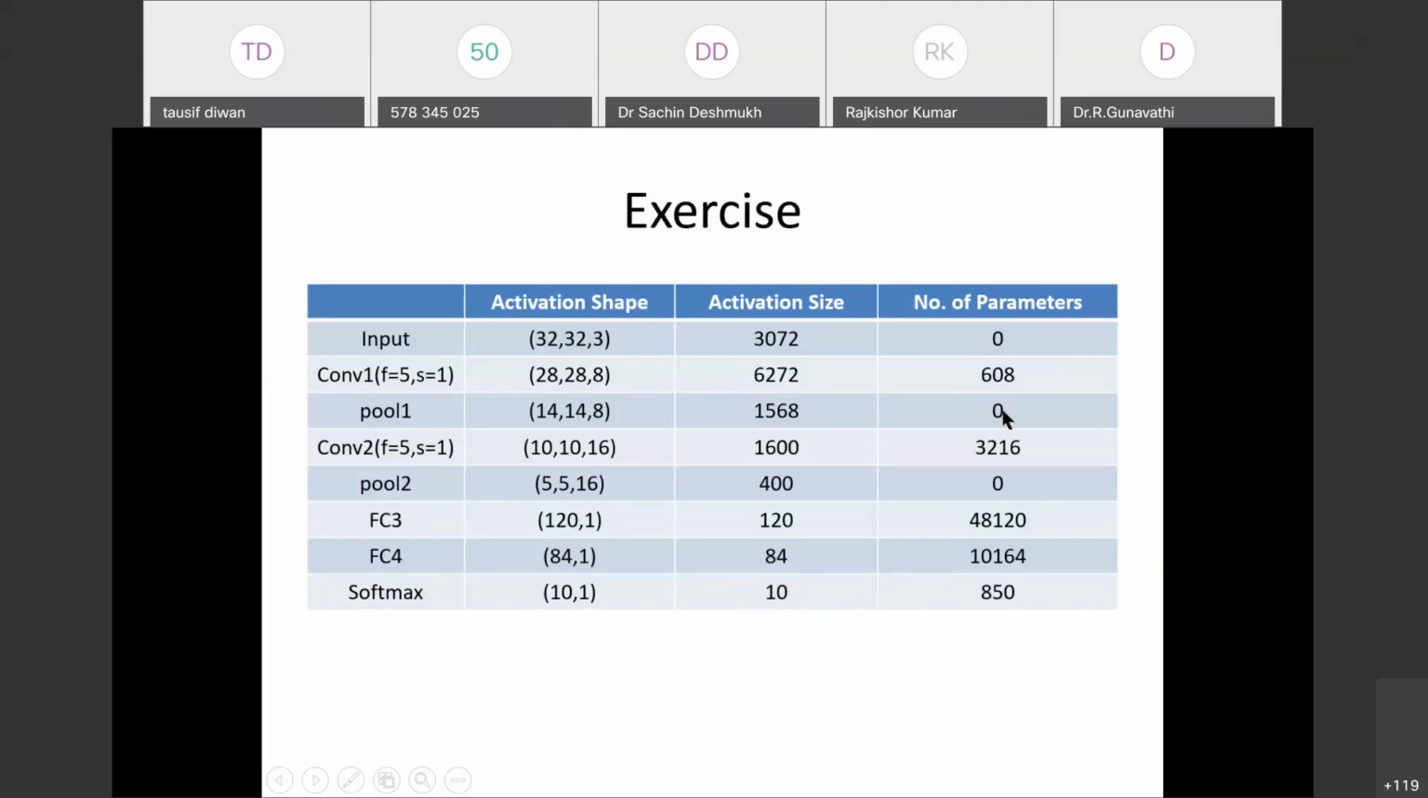Now you tell me how many parameters are associated with one filter in this example. How many parameters are associated with one filter? The filter size is 5 by 5. One answer is 25.